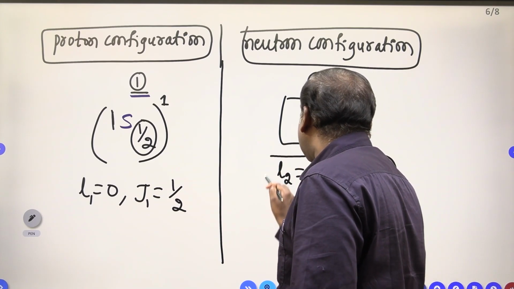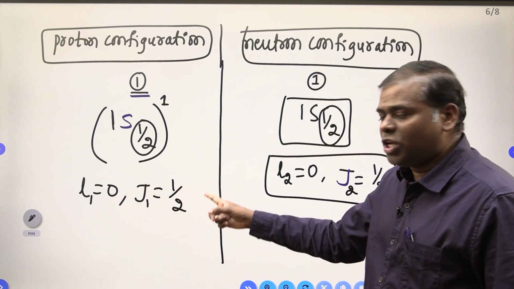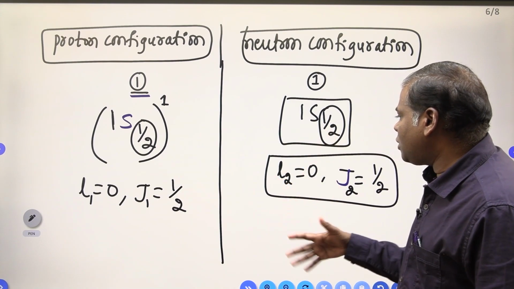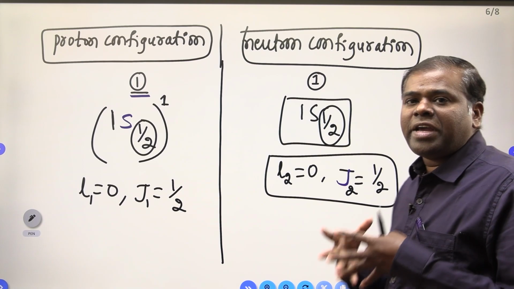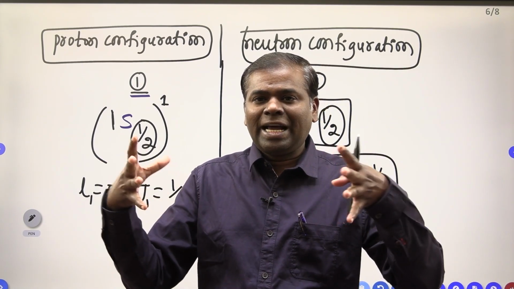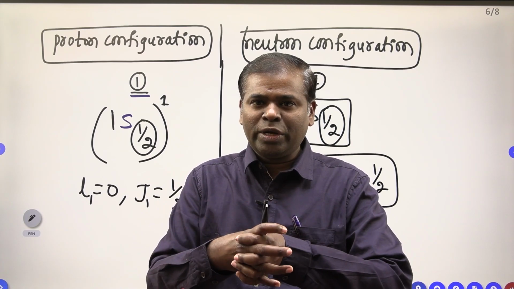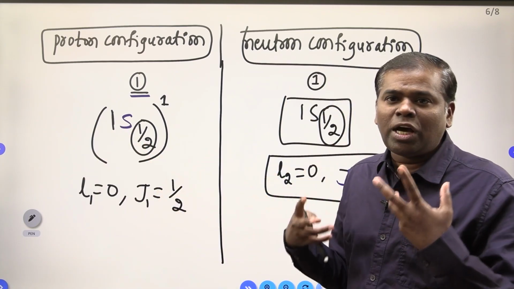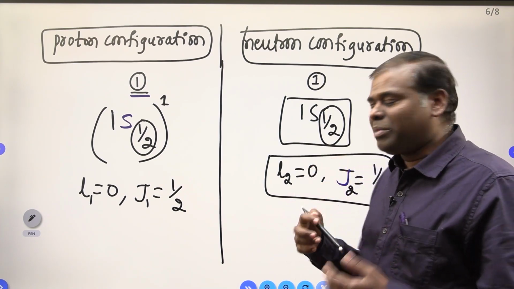Now we have to calculate the nuclear spin. Now we got L1 is equal to 0, J1 is equal to 1 by 2, L2 is equal to 0, J2 is equal to 1 by 2. Which one do we want to do? We want to calculate the nuclear spin. How do we calculate the nuclear spin? The total nuclear spin, if both are odd, by using the Nordheim rule.